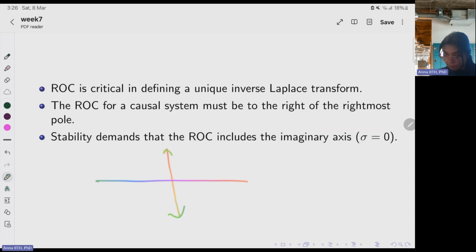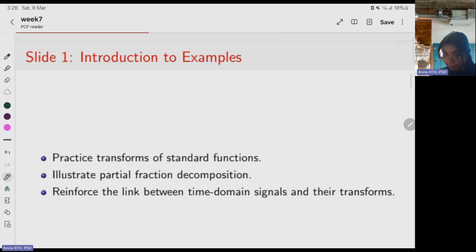I hope this one clears it up. Suppose you have j omega at this point and this is sigma. What I'm trying to say is that stability demands this particular axis. Right now we didn't have this, so we'll see later how we will have it.